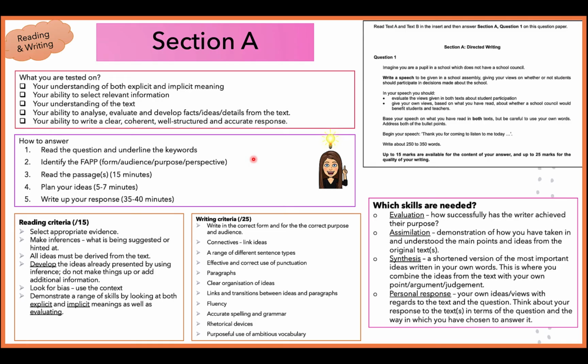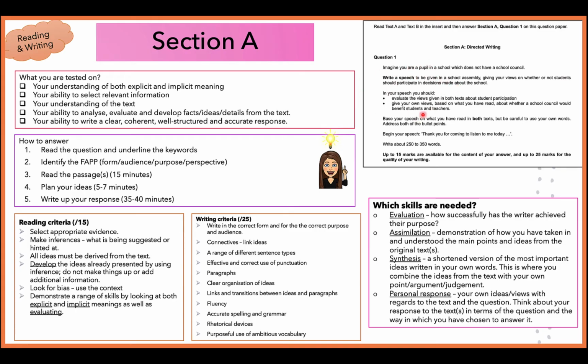So make sure that you read the question and you underline the keywords. Identify the form, the audience, the purpose and the perspective. So you can see I've got an example question over here. Your question is: imagine you are a pupil in a school which does not have a school council. Write a speech to be given to a school assembly. So already you can see the form is a speech, the audience, you're delivering it to people within a school assembly, the purpose, so you're giving your views on whether or not students should participate in decisions made about the school, and your perspective, you are a pupil.